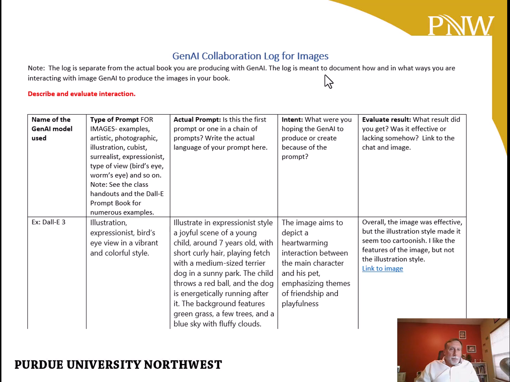And then they evaluate it. They assess it. Was the result what they hoped to get? Was it effective? Is it lacking somehow? And then finally, as a way of documenting it, I asked them to link to it. So they're linking to the actual image. You can do this with text too. Virtually all the models support linking to a chat session or linking to the product of a chat session. So then we can see it. We can see the interaction right there, what you did.